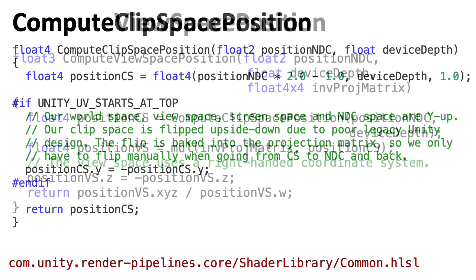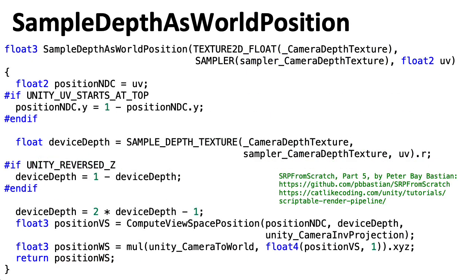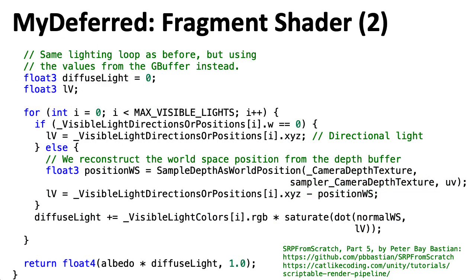Now, I just spent over 3 minutes talking about all these coordinate transformations. If you didn't follow all of that, that's okay, because frankly, I didn't either. The main thing to note is that we can take this SampleDepthAsWorldPosition function, plug these things in, and it will magically give us the coordinates we need in world space. For the purposes of this class, you can take that on faith.